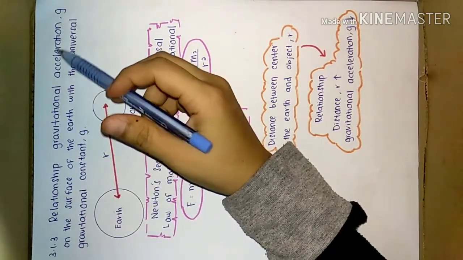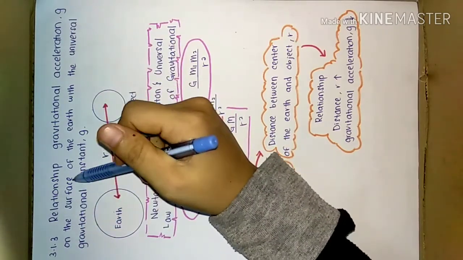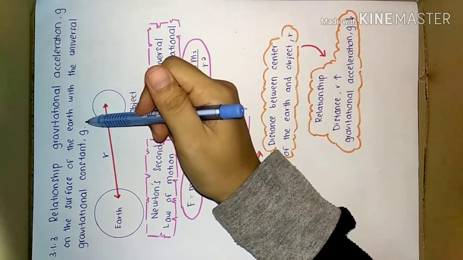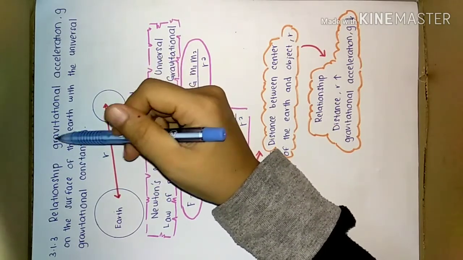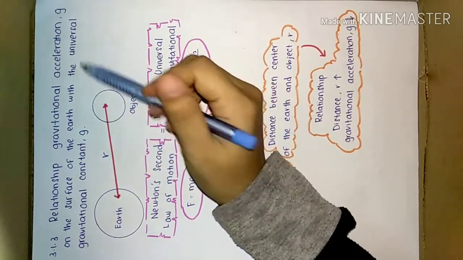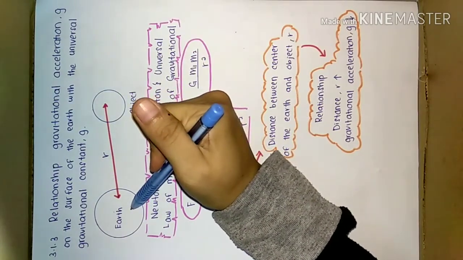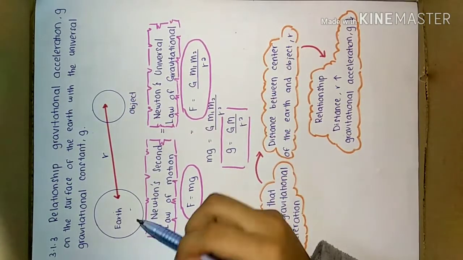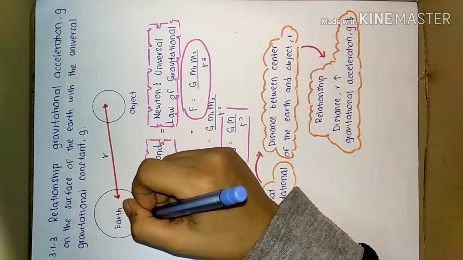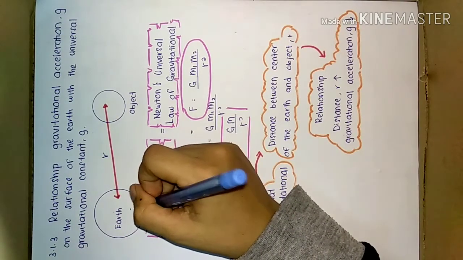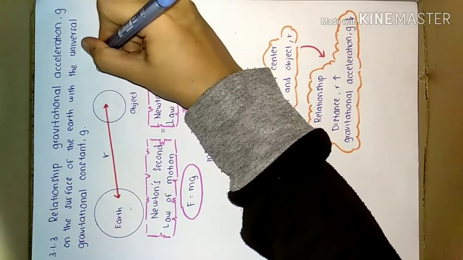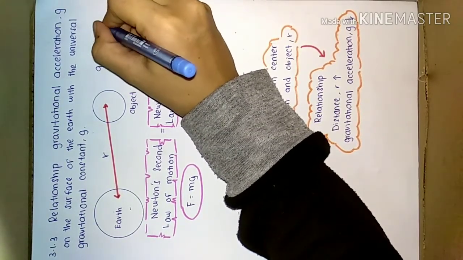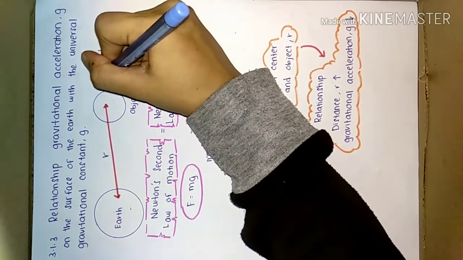The question asks about the relationship between gravitational acceleration g on the surface of the Earth and the universal gravitational constant G. We want to know the value of gravitational acceleration g. The normal one we have is 9.81 meters per second squared. So this is normal g.